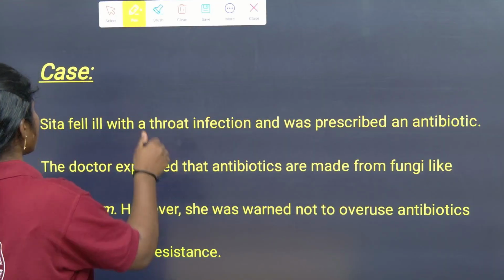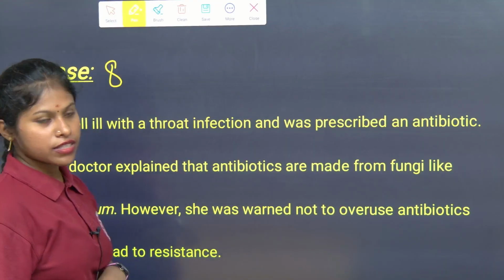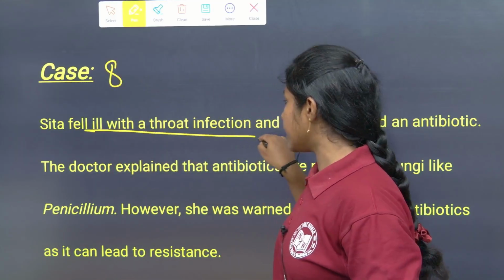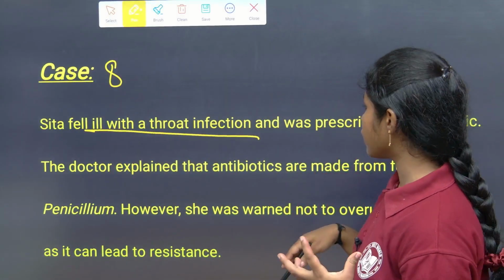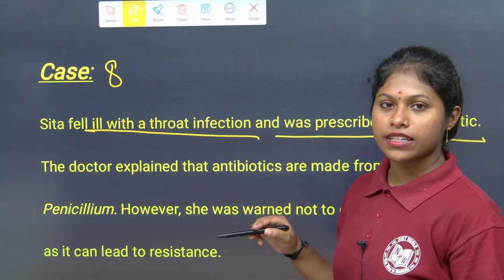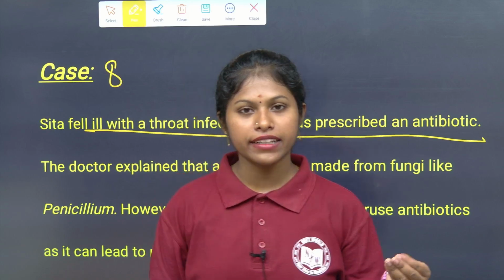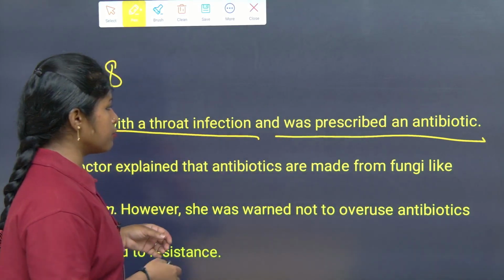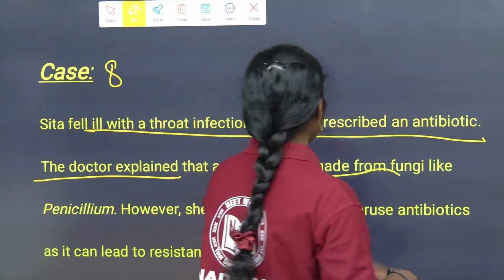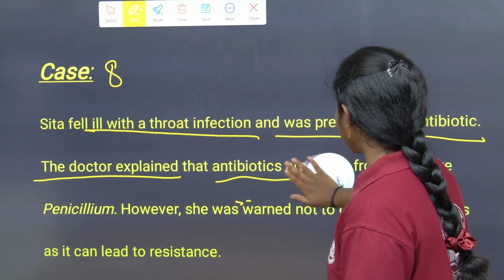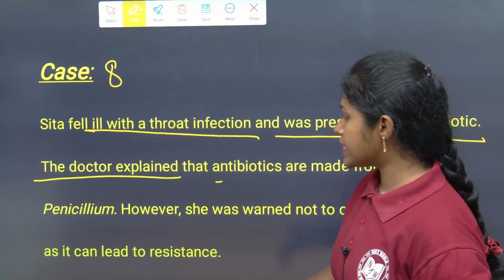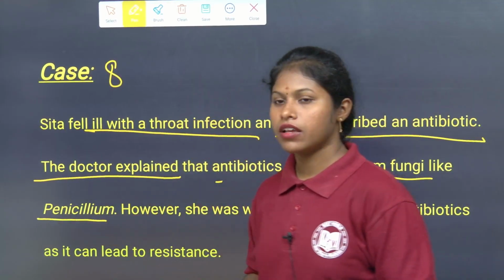It is also a scenario, children. Sita fell ill with a throat infection. She is suffering from a throat infection and was prescribed an antibiotic. The doctor explained that antibiotics are made from fungi. The doctor said that this antibiotic is made mainly from fungi, like Penicillium. Penicillium is a fungus. We all know that.